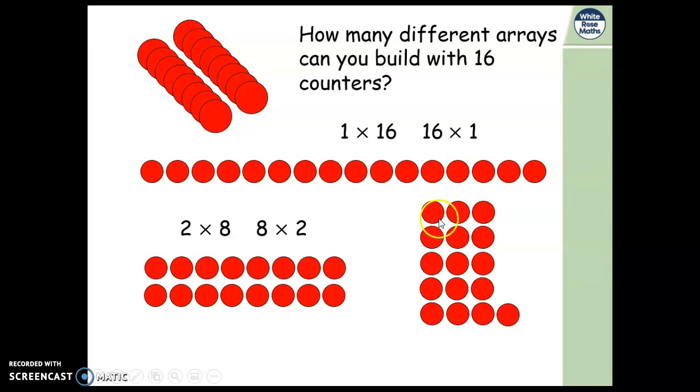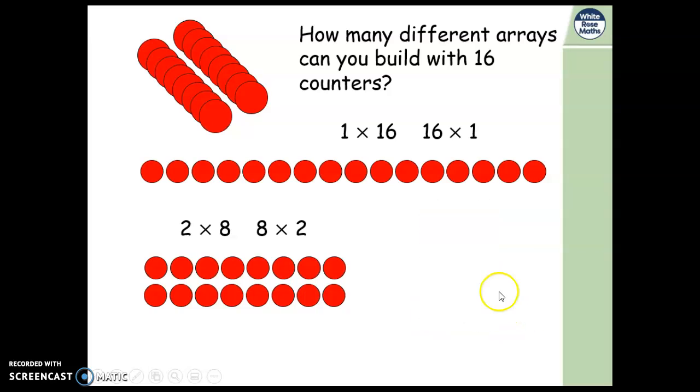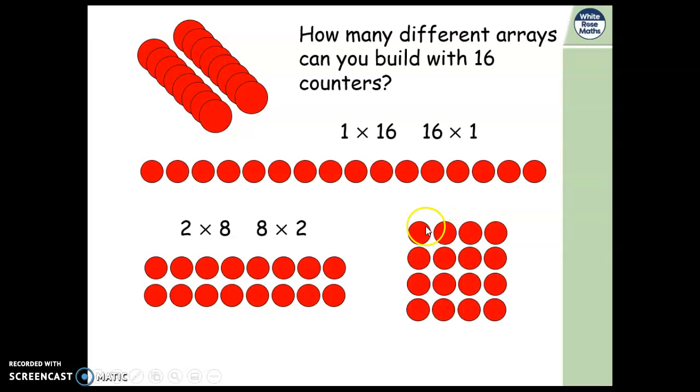Okay? Looking at this, we can't really split it into groups of 3 because we'd have one spare, so we can't do that one. But if we split it into groups of 4, 1, 2, 3, 4 groups of 4. So 4 times 4. Now we can't swap those around because they're the same number. So we've got 1, 2, 3, 4, 5 different ways of splitting them.